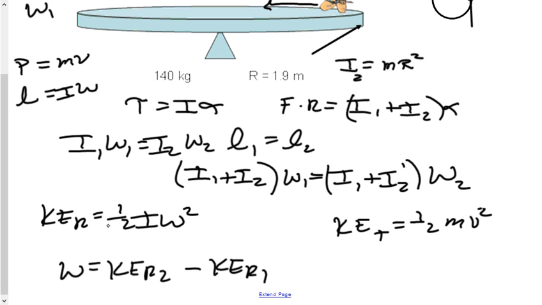So you'll go 1/2 I omega squared. In the first case, the beginning moment of inertia is going to be I1 plus I2, multiplied by whatever the beginning angular velocity omega was. And that's what will go there. And the final kinetic energy will be I1 plus I2 prime, because the girl's closer in, and that final angular velocity would go there. We're going to find out that this is some kind of positive number of joules, because the work she does to pull herself in is what's making her go faster. All right.